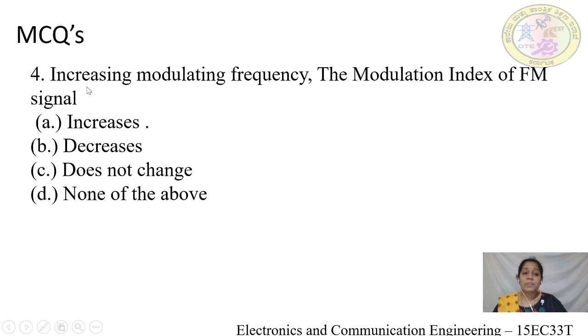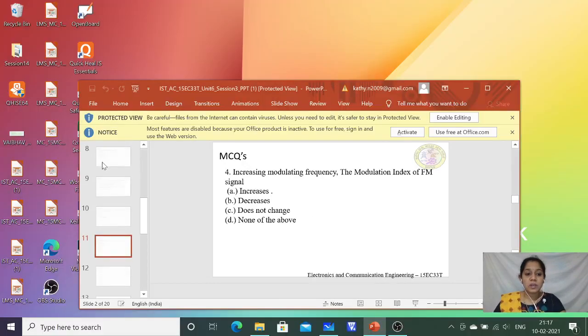Fourth question. Increasing the modulating frequency, the modulation index of the FM signal. So the answer is option B, decreases. So how?